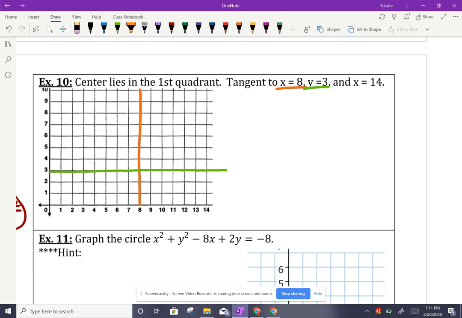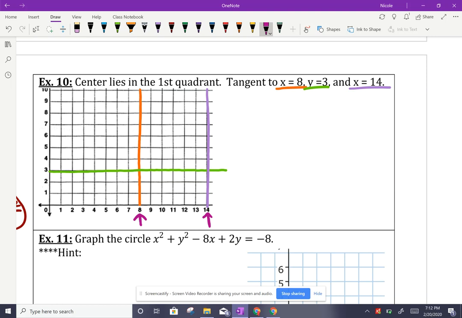So we get one more piece of information, and it says x is equal to 14. So that's this guy right over here. So if our circle is tangent to all of these, can it go in this space and still touch the purple line at x equals 14? No, it cannot. So it's either going to have to go on top of the green line or below the green line. So we need to figure out what's the distance between the orange line at x is 8 and x is 14. That's going to give us the diameter of our circle.